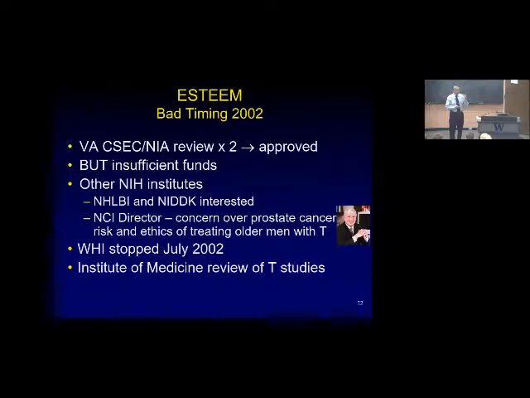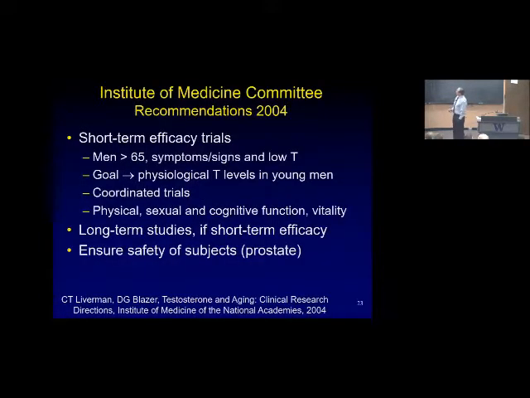And what it generated was an Institute of Medicine, National Academies of Science committee to review all the area and to make recommendations about what to do about testosterone trials. So the Institute of Medicine met in 2004, and what they really recommended is what the testosterone trials eventually became.